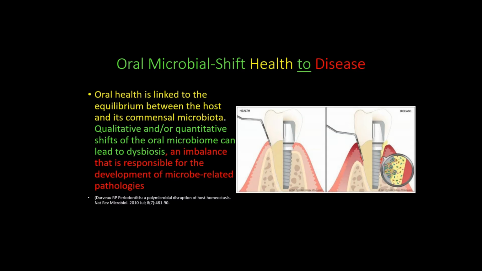How do we get the shift from health to disease? Well, health is when you're in balance with the microbes that are in your mouth, whether you have symbiotic or commensal bacteria that are there. What happens, though, is the situations begin to change through a process called dysbiosis, and I'll explain that a little bit more in the next couple of slides. But you go from a balanced relationship to one that's out of balance, out of homeostasis, and that's when you get the microbial pathology that occurs.